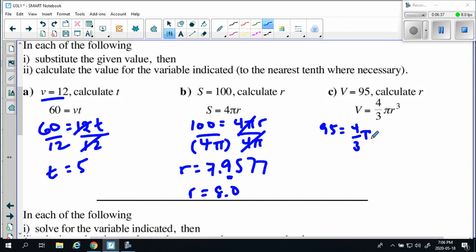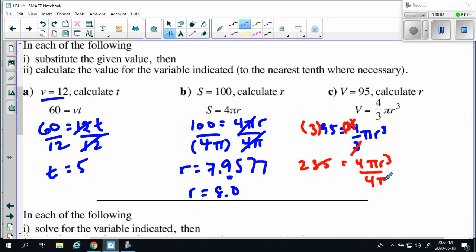4/3 pi r cubed. So the first thing I always like to do in this case is to get rid of the fraction because I don't like dealing with the fractions. So I'll multiply both sides by 3 to kill that off. 3 times 95 is 285. So 285 is equal to 4 pi r cubed.